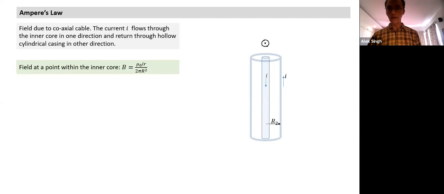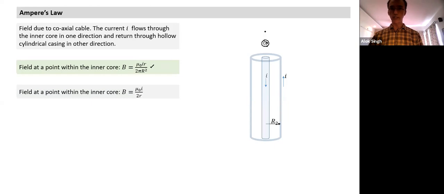If I have to find the field at a point somewhere here, it becomes the same as the first case. And what is the equation? It is the same formula we have in the case of a solid cylindrical wire carrying current. What happens when we take a point which is in between the two?